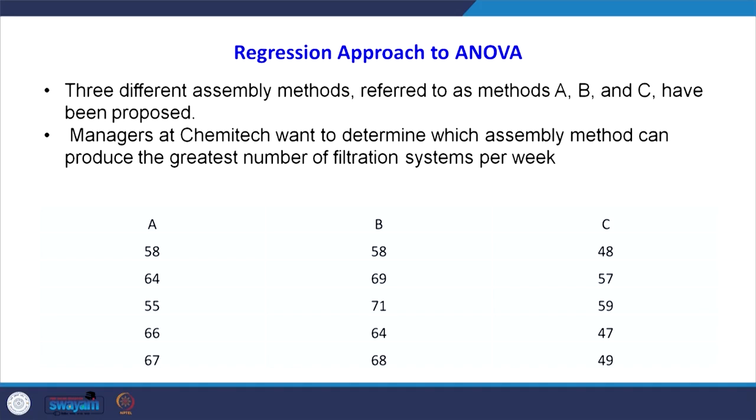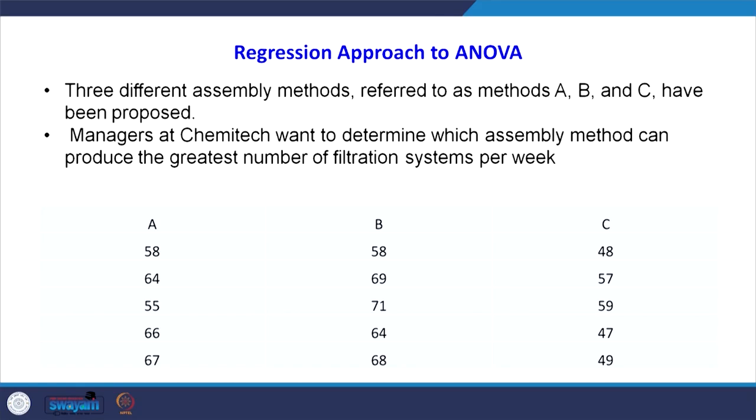As a manager, I wanted to know which method is producing the better result. That means, if I follow method A or B or C, which one will help me assemble more products. This is a typical ANOVA problem.